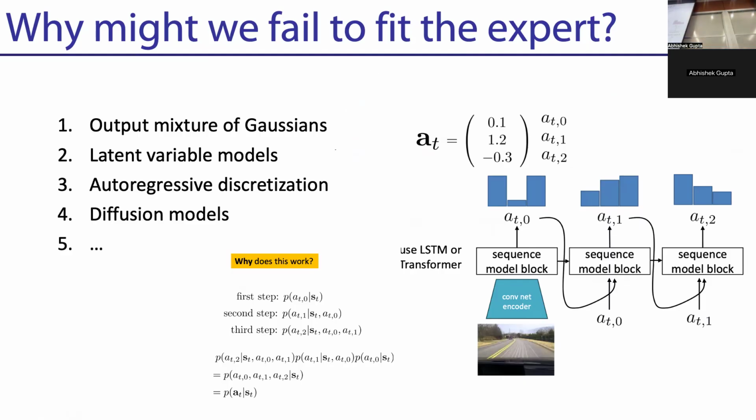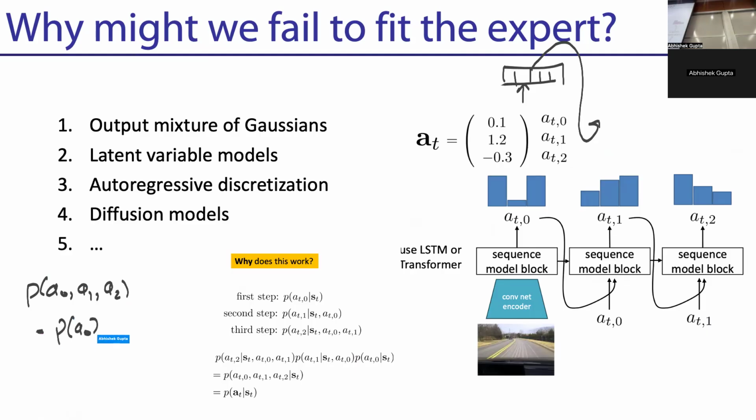And so the idea behind autoregressive discretization is simple. I'm going to bin dimension 1, so I'm only going to have a 100-dimensional output. And then I'm going to feed the output of dimension 1 into the prediction for dimension 2, and the output of dimension 2 into the prediction for dimension 3. You can use the chain rule of probability, which says that if I have A0, A1, A2, I can write this as A0 times A1 given A0 times A2 given A1 and A0. This is the fundamental chain rule of probability.